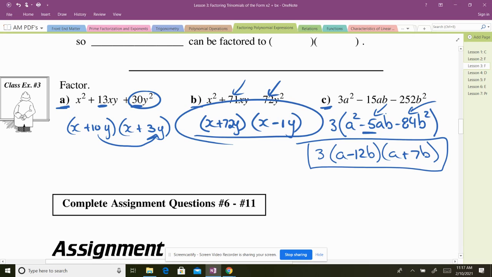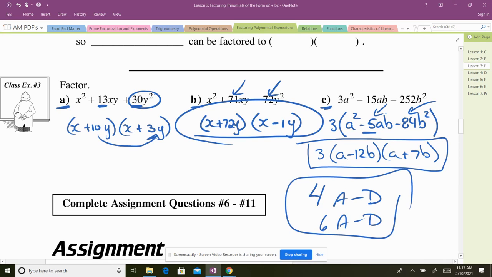All right. Here's what you're doing. I've done all these questions. Number 4, 4a to d. And number 6, a to d. Again, if you do them all, that's good because it's just extra practice.